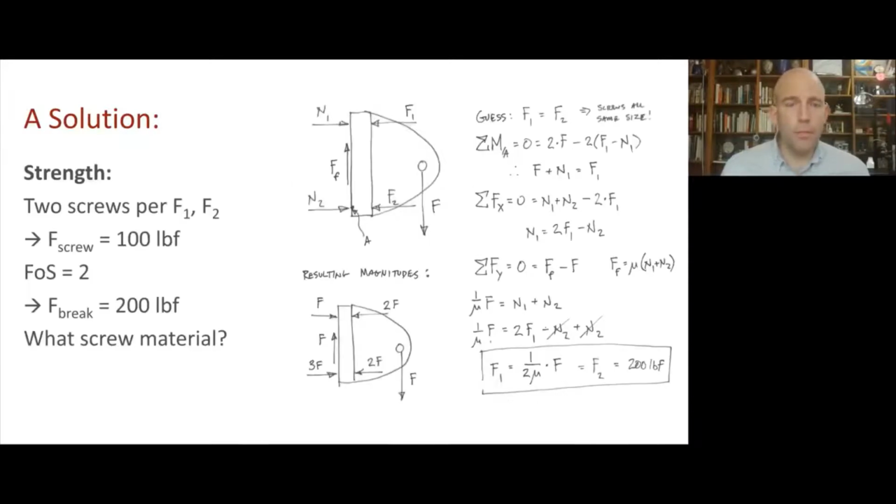All right, so let's say we go back to our first choice and say, we're going to guess that these screws both have the same force. And it's going to be 200 pounds force is F1, and there are two screws. Remember, there were two holes side by side. So each one would have 100 pounds force. But we want a factor of safety of about 2. So we're looking for a breaking strength of around 200 pounds force.